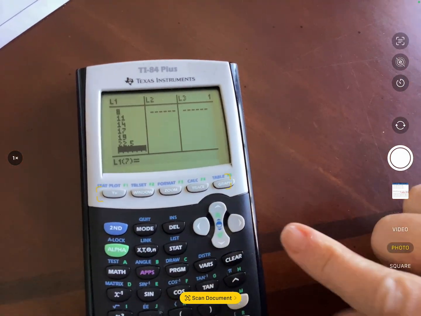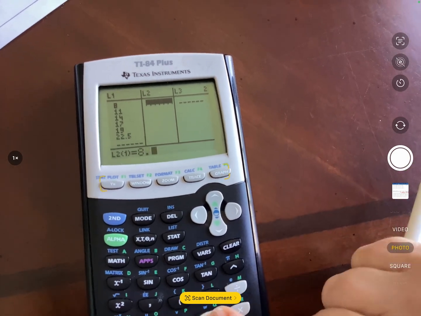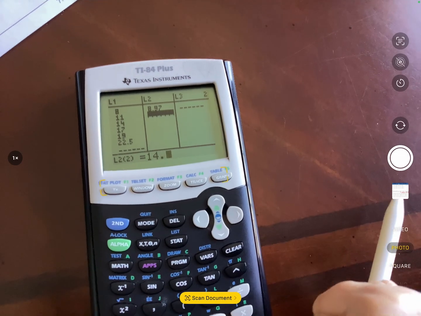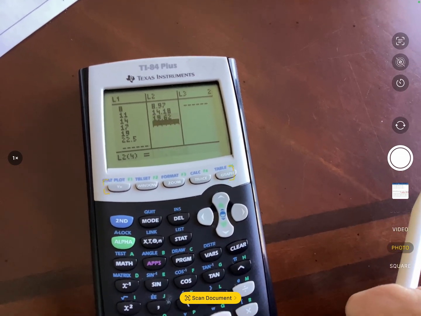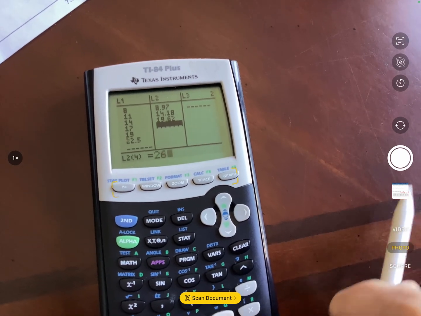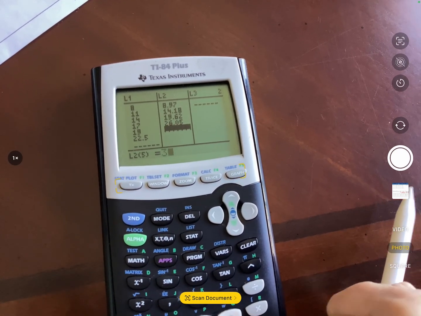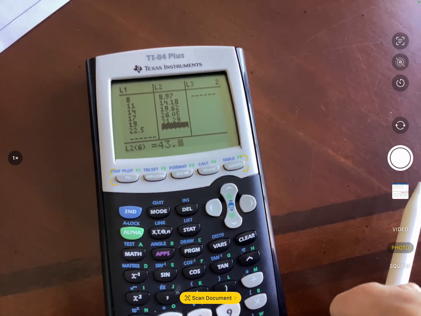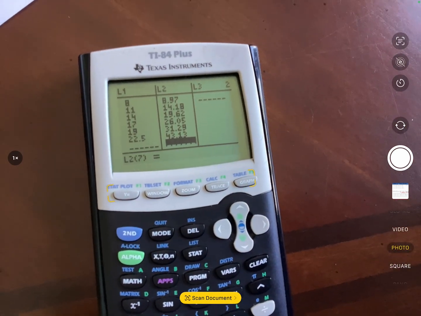And then in the Y column, or the L2 is 8.97, 14.18, 19.62, 26.05, 31.29, and 43.13. All right, so we don't know what is the best fit model.